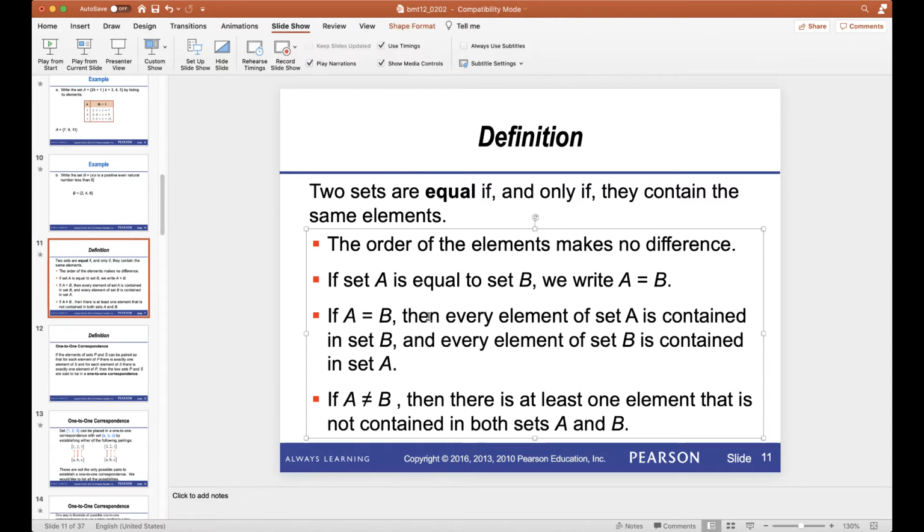If A is equal to B, then every element of A is contained in B, and every element of B is contained in A. So if you had to prove that a set was equal to another set, that's what you'd have to prove. You'd have to prove that everything in A is in B, and then everything in B is in A, and there's nothing left out. If A is not equal to B, then there's at least one element that is in A that is not in B, or vice versa, right?